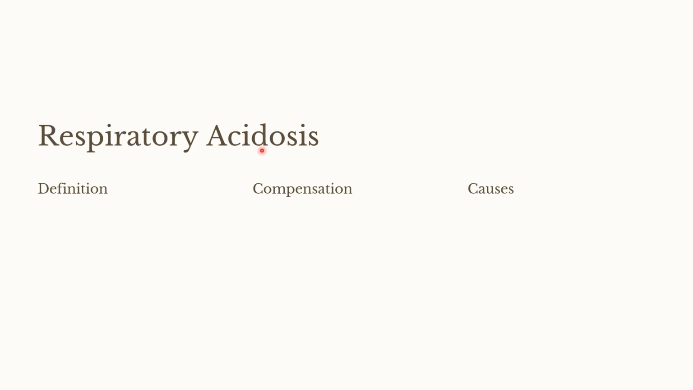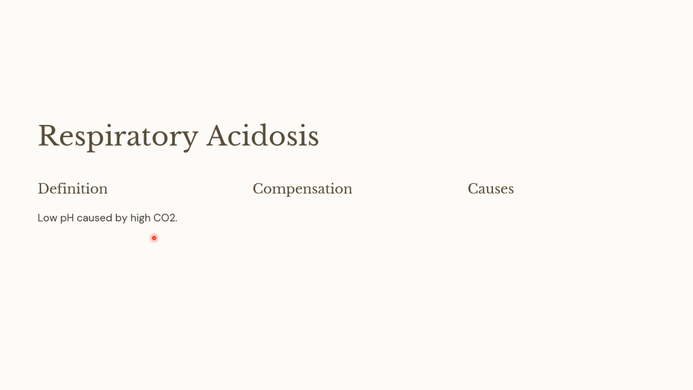What happens in respiratory acidosis? Respiratory, as the name says, means any change in carbon dioxide. Acidosis is low pH. Low pH caused by high carbon dioxide is respiratory acidosis. What is the compensation? The compensation will be from the bicarbonate. It is the vice versa: for any change in bicarbonate, the compensation will be from carbon dioxide, and for any change in carbon dioxide, the compensation will be from the bicarbonate.